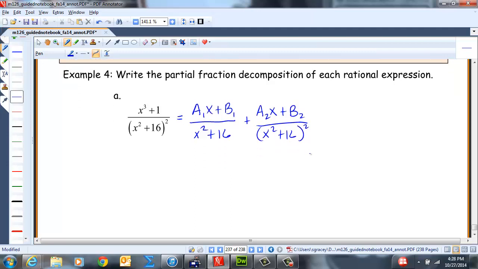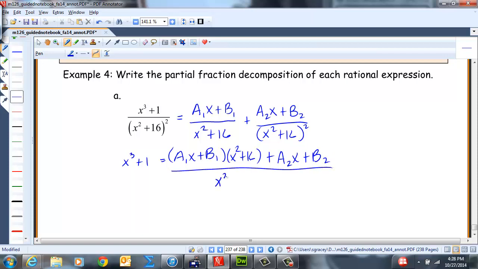Okay, so now we're working toward a common denominator. So I'm going to write x cubed plus 1 is equal to, the very first numerator is in need of one factor of x squared plus 16. So we'll have a1 times x plus b1, that quantity times x squared plus 16, plus a2x plus b2. That one already has the common denominator, so we don't need to make an adjustment. And this was all over x squared plus 16, the quantity squared.